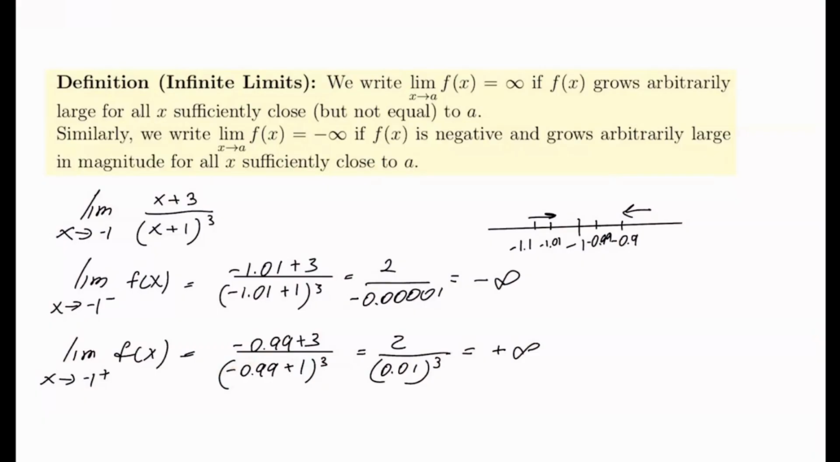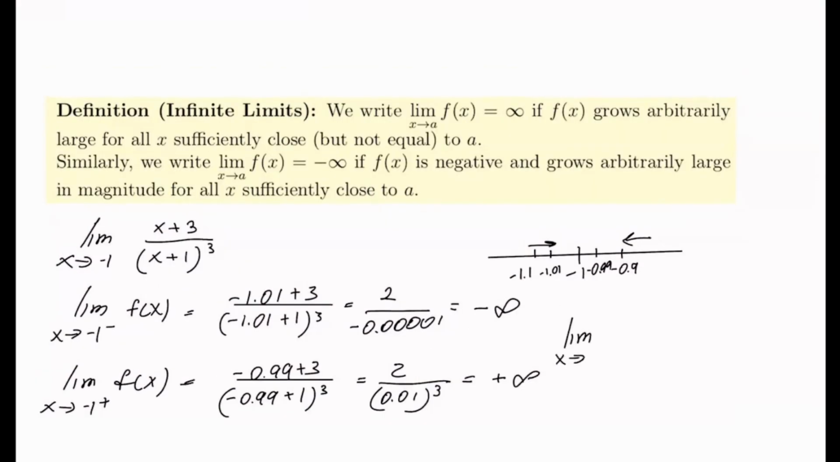Since we get different results for each side, we say that the two-sided limit doesn't exist, not even at infinity or negative infinity, right? These are not coinciding. So the limit as x approaches -1 of (x + 3)/(x + 1)^3 does not exist.